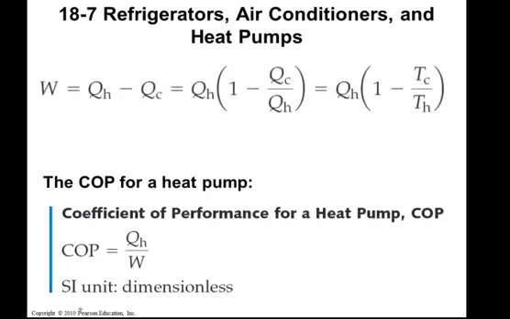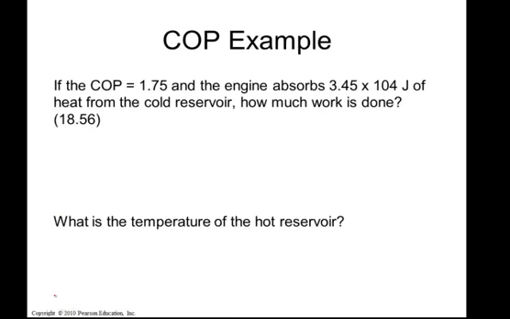All right, so we said that work is Q hot minus Q cold, or we could take Q hot, 1 minus Q cold divided by Q hot. So in this case, we also said that Q hot was 1 minus T cold over T hot. So in order to find the coefficient of performance for a heat pump, we said that it's Q hot divided by work. And there is no unit on your coefficient of performance.